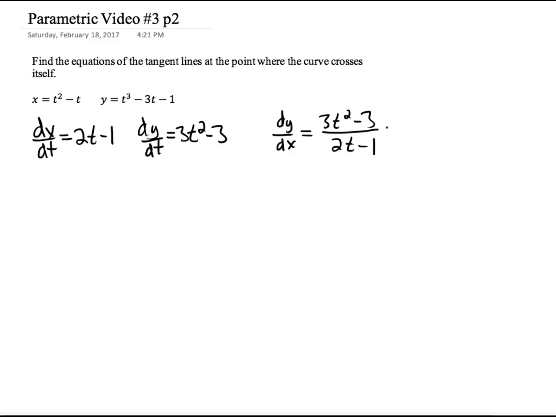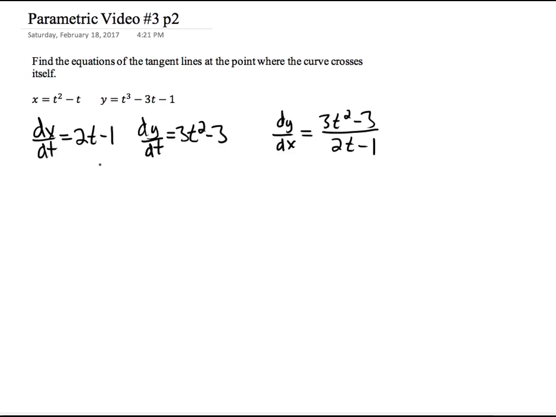Now it looks like I might be able to simplify by pulling out a 3 and doing difference of squares on top, but I don't see anything that's going to cancel. You always want to try to cancel this down if you can, especially if you're going to take a second derivative, where you need the derivative of this on top and then another dx/dt derivative on the bottom. But we just need a tangent line, so I think I'm going to stick with that.